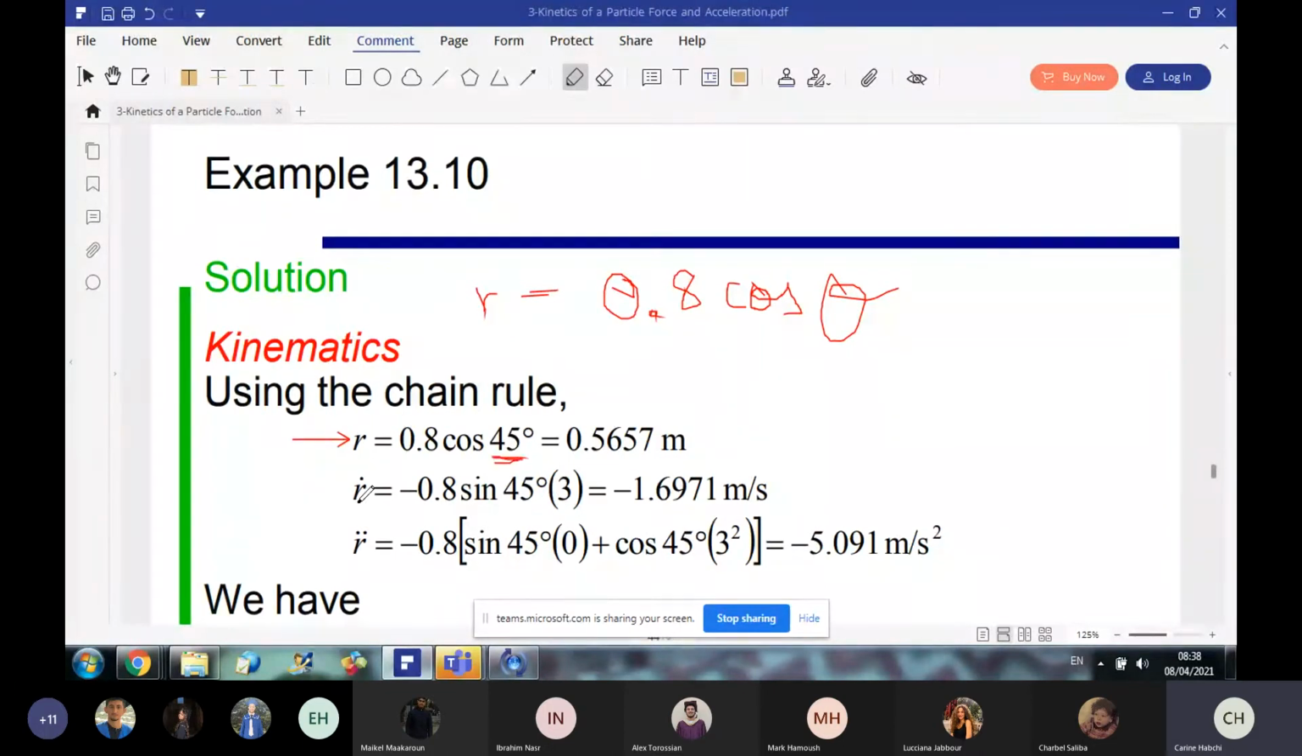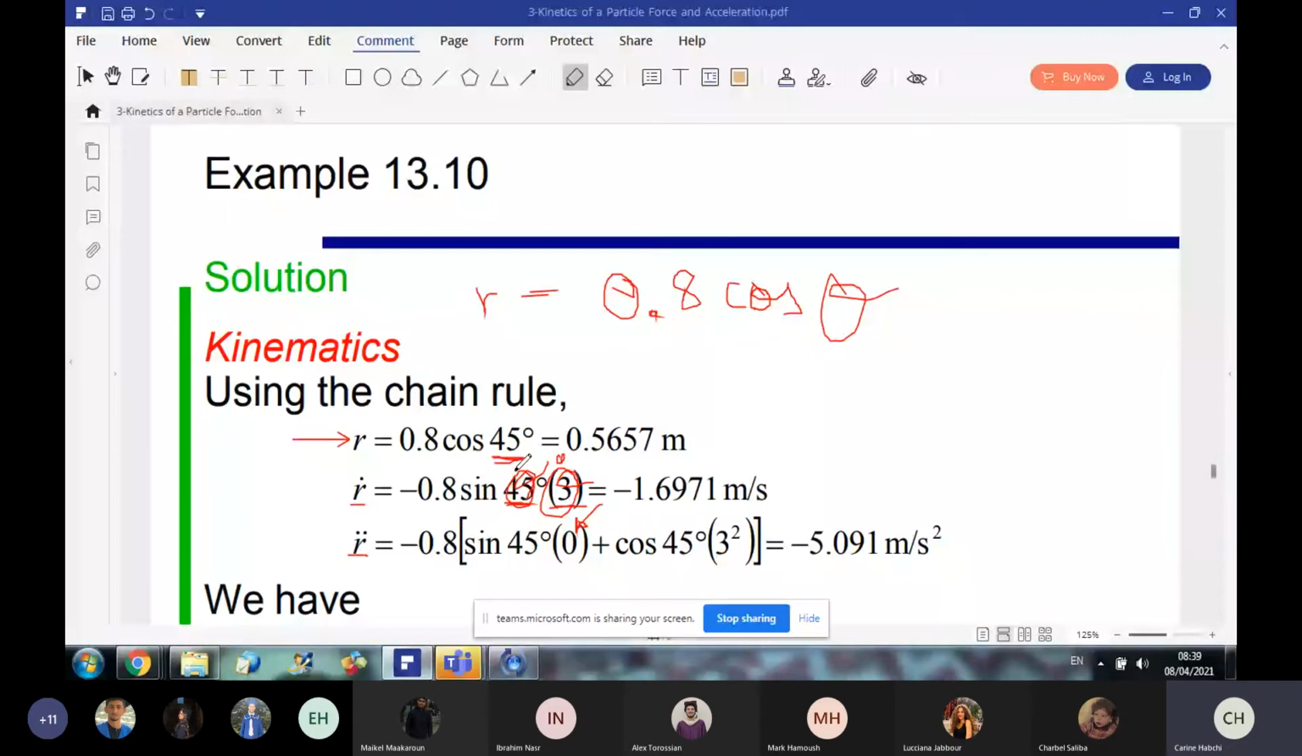This is why they directly replaced by the value of theta, and we are interested just at 45 degrees. So when you replace in r dot, minus 0.8 sine theta times theta dot, you have theta is 45 and theta dot is given to be 3. So you can get the value of r dot. Now, for r double dot, you will derive minus 0.8 sine theta theta dot. Always first derive, then replace. Now, they said in the problem that theta dot is constant. This is why theta double dot will be 0.